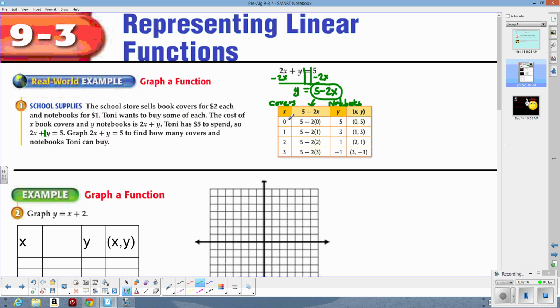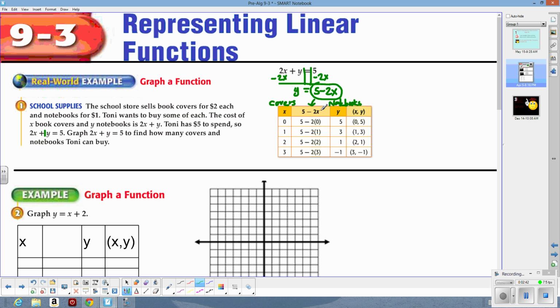So you're going to plug in 0 for x, 5 minus 2 times 0. Well, 2 times 0 is 0, and 5 minus 0 is 5. So then the ordered pair is 0, 5. You could get 0 covers and 5 notebooks. Now plug in 1. 5 minus 2 times 1, we replace the x with a 1. 2 times 1 is 2. 5 minus 2 is 3, so the ordered pair is 1, 3.